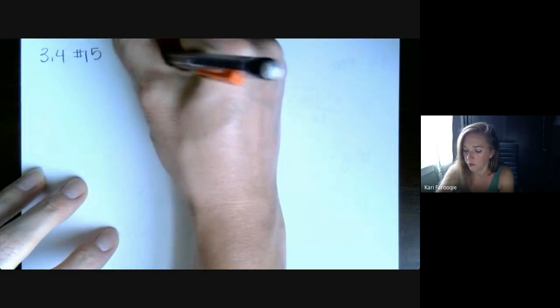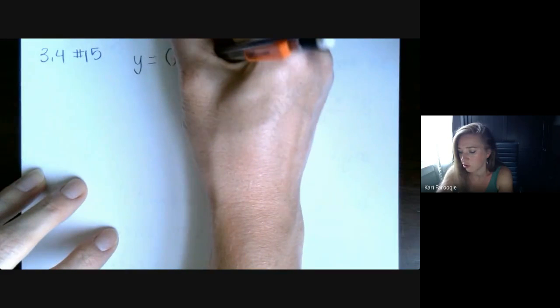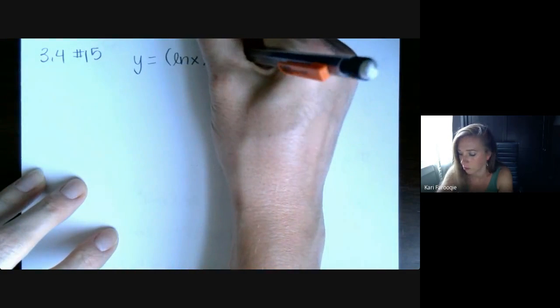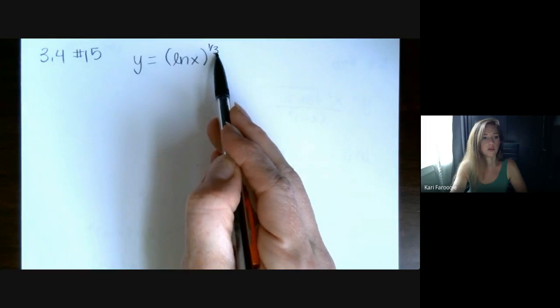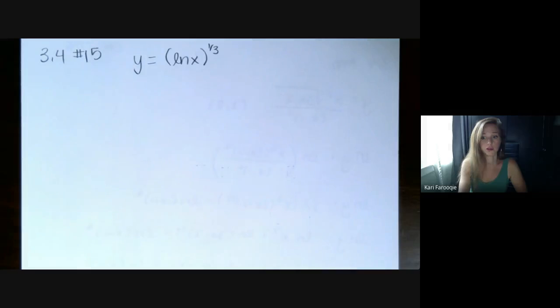Number 15 on 3-4. Find the derivative. Y equals the natural log of x to the 1/3 power. That's mine. It looks like the only number that iterates here is the denominator, minus 3.